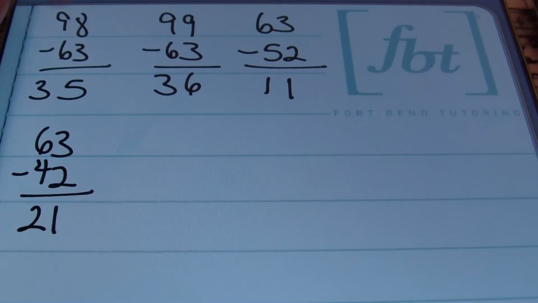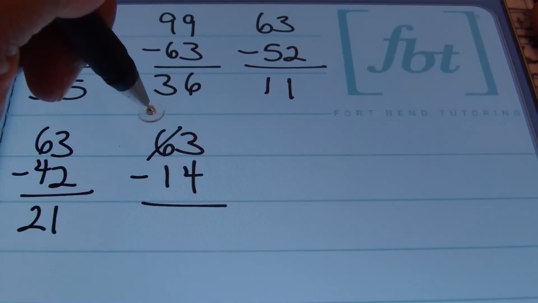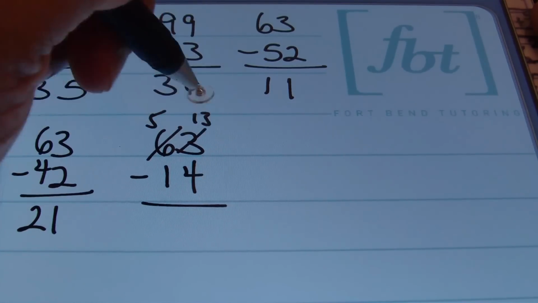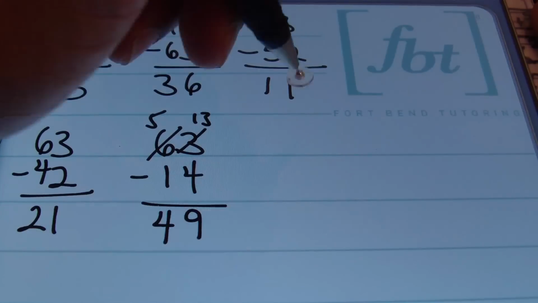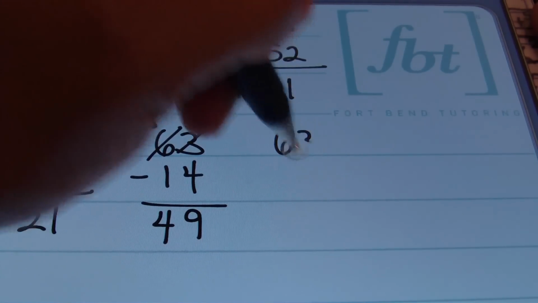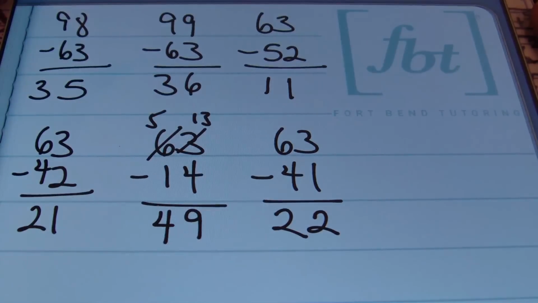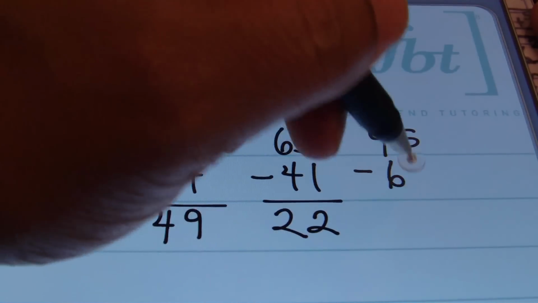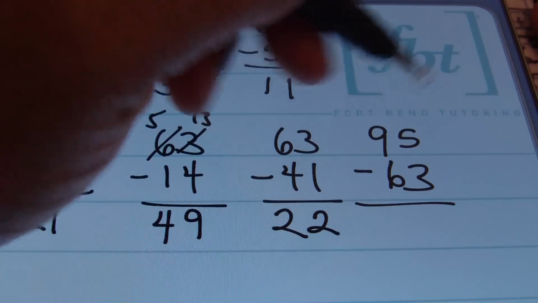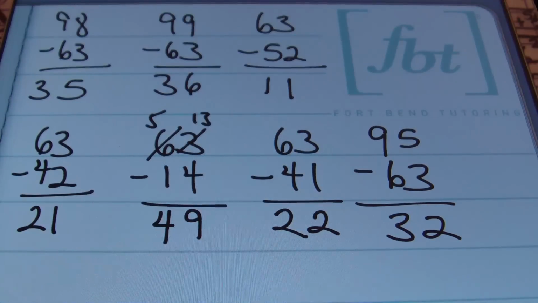And next I'll be looking at 63 minus 14 here. I'm going to go ahead and borrow here. All right, that gives me 13 minus 4, which is 9. 5 minus 1 gives me 4 as a difference here. All right, next I'm looking at 63 minus 41. That gives me a 2 here and a 2 here, so that change is 22. And then finally I have 95 minus 63. Subtracting these numbers, I have a 2 here and then a 3 here. So that gives me a result of 32.